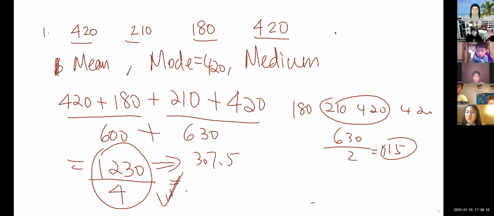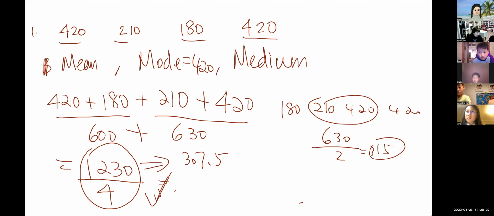Eva got the mode right, and the median is 315. You're very good. Lilac, where's your answer? Okay, 每个小朋友，我们计算不能再错了啊，再错打屁股啊。Very good. Ava, good job. 307.5. Very good.